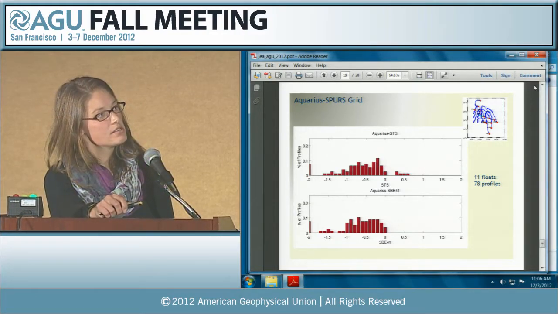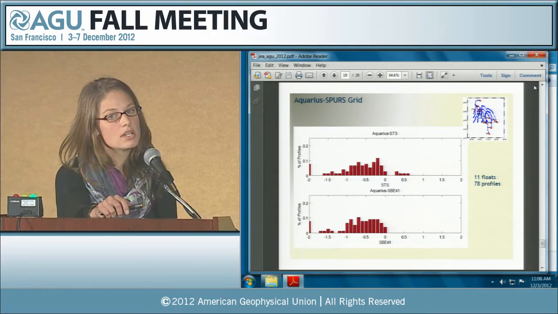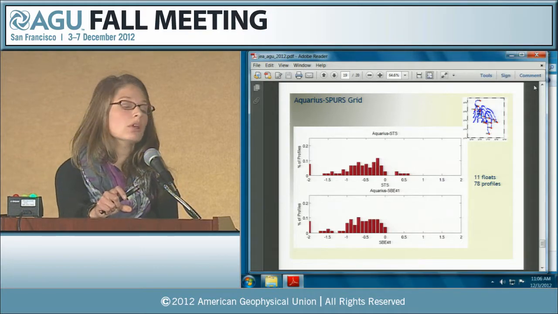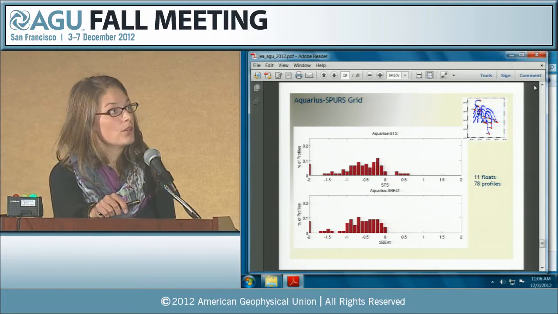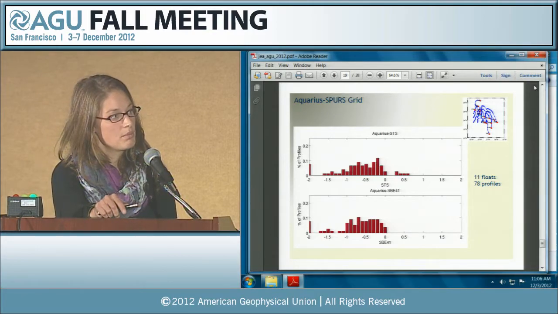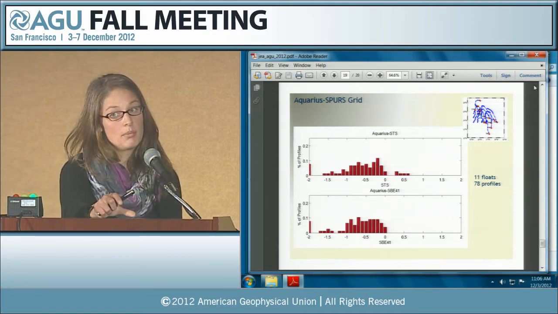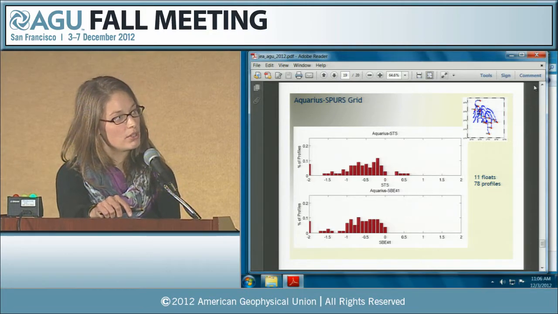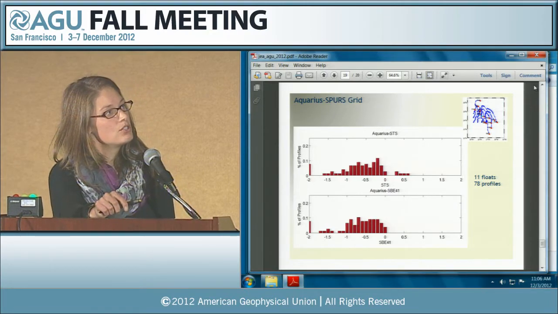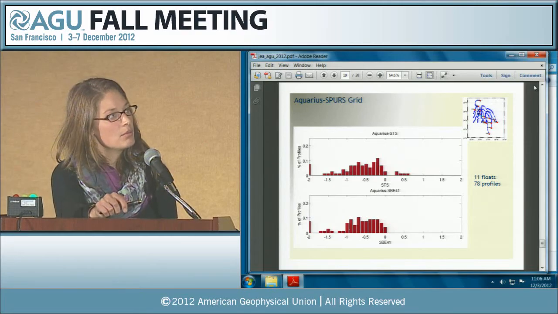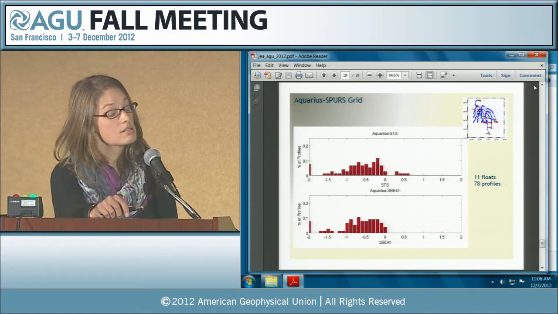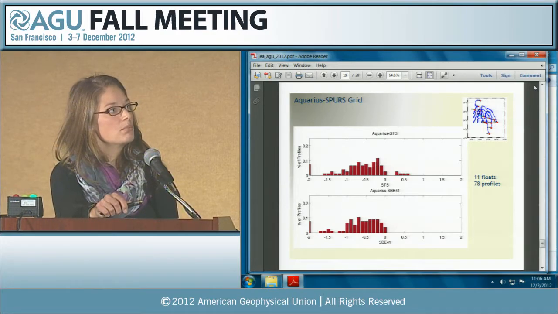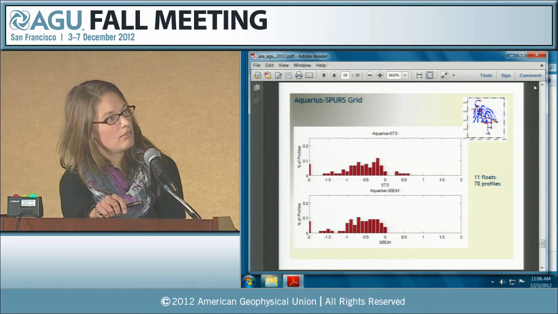On the top is the actual shallowest STS reading, so that's anywhere from a depth of about 10 centimeters below the ocean surface to 50 centimeters below the ocean surface. And on the bottom is the comparison with the SBE-41, the primary sensor, which is at a depth of 4 meters. And we don't see a huge difference between the two. And in the mean difference we see, like what other people have seen, that Aquarius is biased low in this region, with the mean probably being around 0.5 PSU.